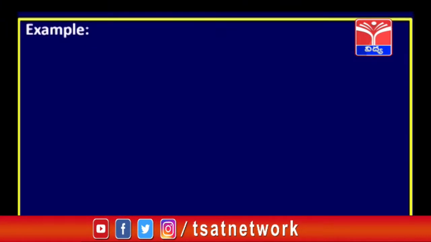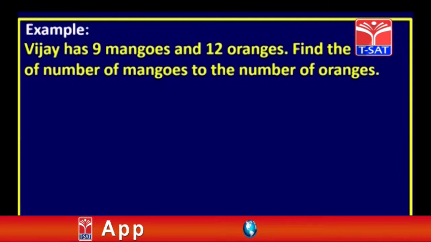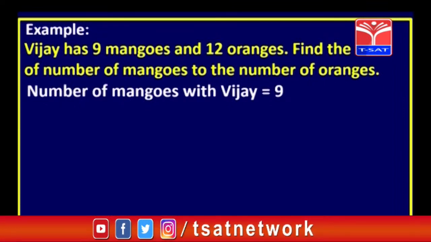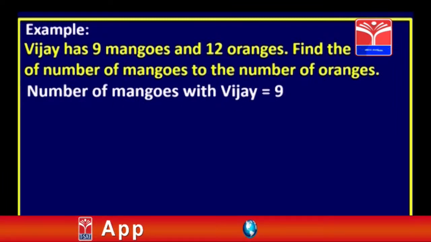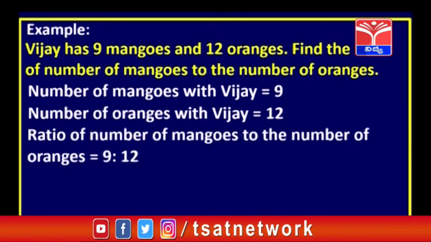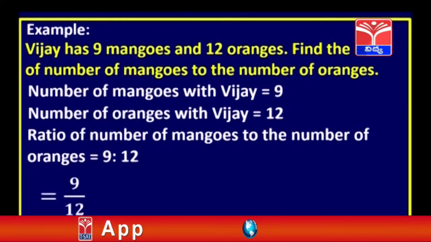Okay, children. Let us take an example as shown on your screen. Vijay has 9 mangoes and 12 oranges. Find the ratio of the number of mangoes to the number of oranges. First let us write what is given to us, children. It is very important to first analyze the question, read it once, twice, understand the problem, and then write down what is given to you. So the number of mangoes is 9 with Vijay. Oranges Vijay has? Yes, 12. Now let us find the ratio of mangoes to oranges, that is 9:12. This can be written as 9/12. We have seen already, right, children? A:B is written as A/B.